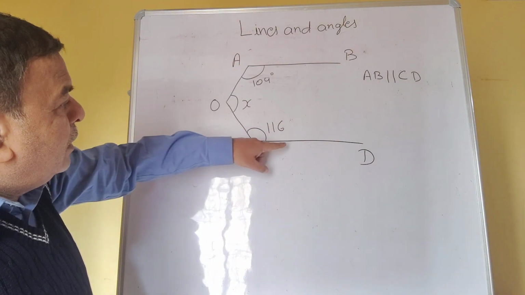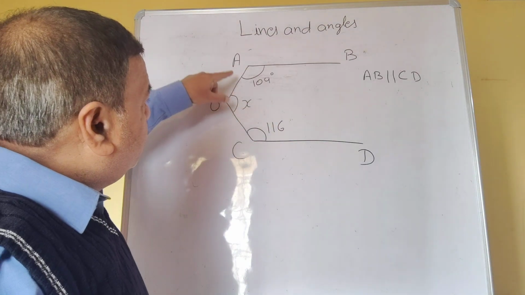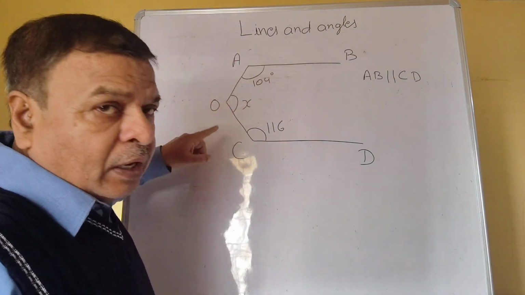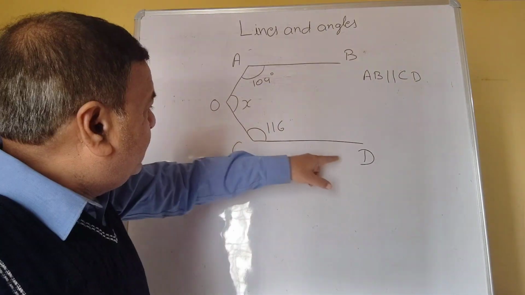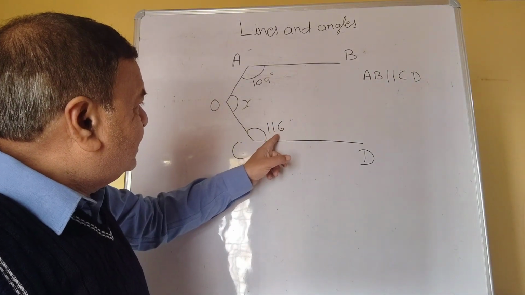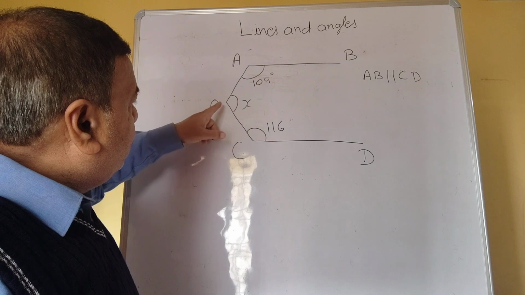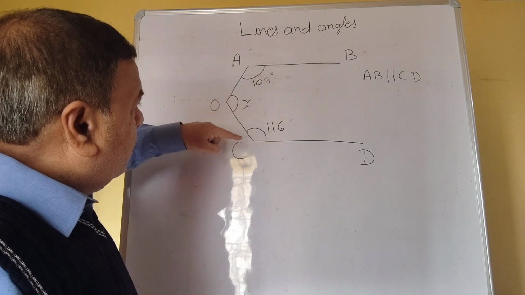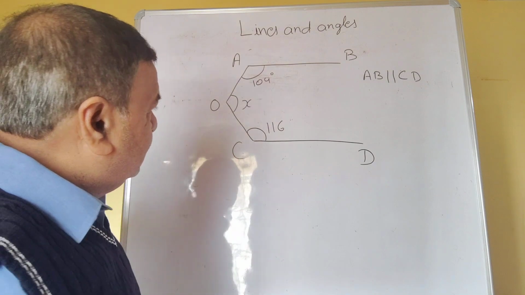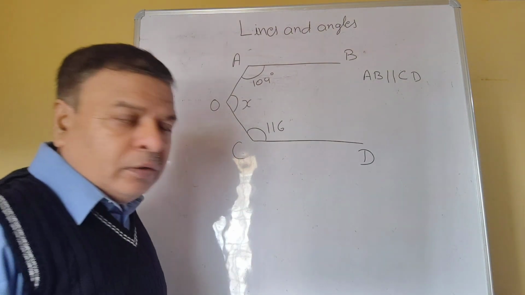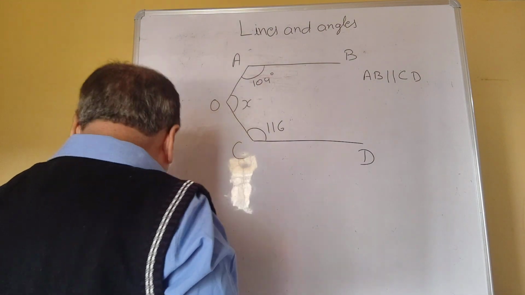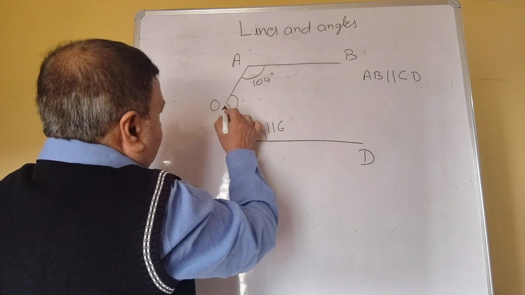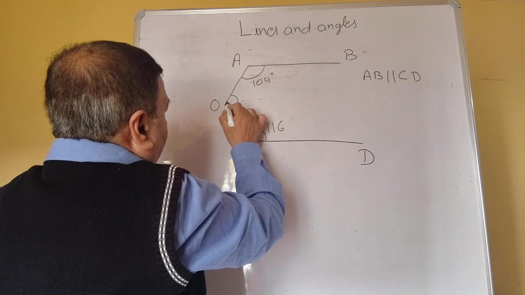AB and CD are parallel. The values given are angle OAD is 104 and angle OCD is 116. We need to find out the value of this angle, angle AOC. Now how to do this? What we can do is, let me write this X. This is X.